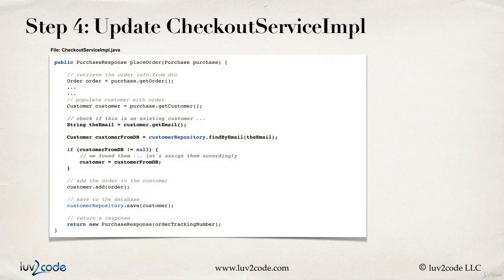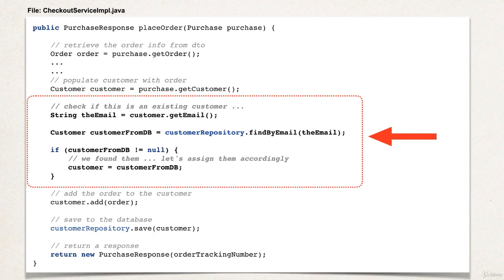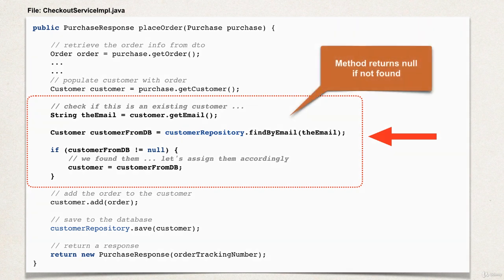In our place order method, we had all of our code from before, and I'll zoom in on this new section that we just added for this given feature. What I like to do is check if this is an existing customer. First off, I get the customer's email address, and then I make use of that new method that I just created in the customer repository. I'll say customerRepository.findByEmail, pass in the email, and it'll give me an actual customer from the database. And remember, this method will return null if not found.